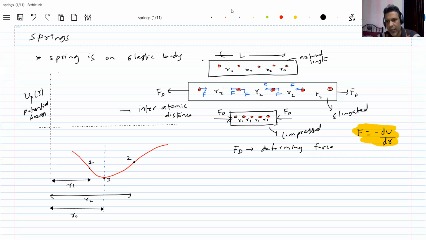The elastic restoring force, it is called. Okay, got this? So this will be the elastic restoring force. So how will this force act here? According to this particular formula, F negative means it will be attractive. It will act in such a way that it will bring the body back to its original shape. I'm showing the rough idea.